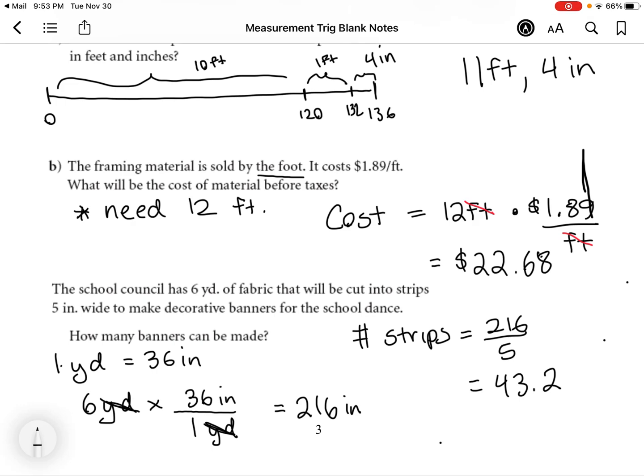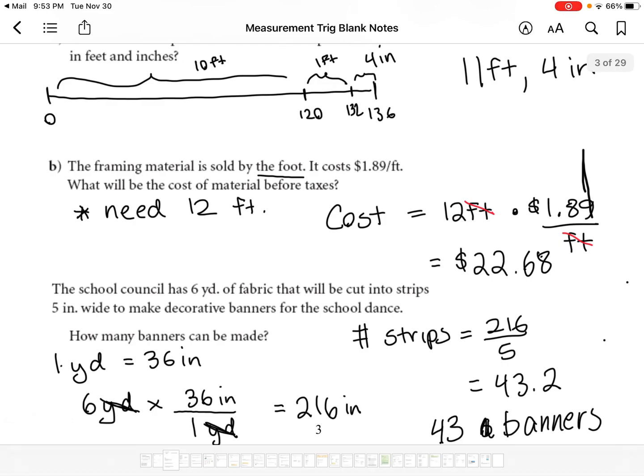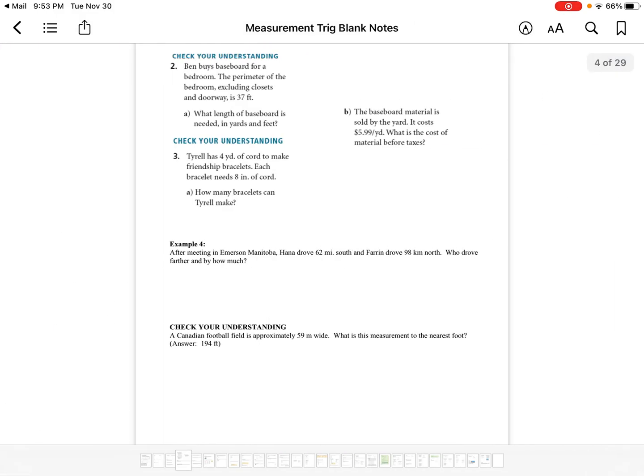So in this case, no matter what the decimal, you have to round down. Because even if it was 43.8, that little 0.8 isn't enough to make a whole other strip. So whatever the decimal is in this kind of context, you have to round down. Okay, so this would be 43 strips, or banners, I should say, can be made. Okay? All right.